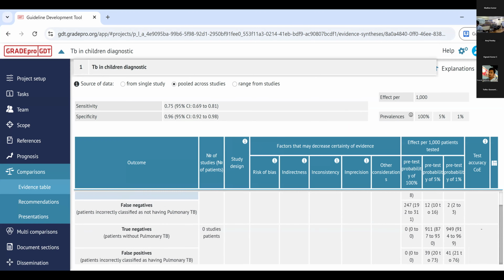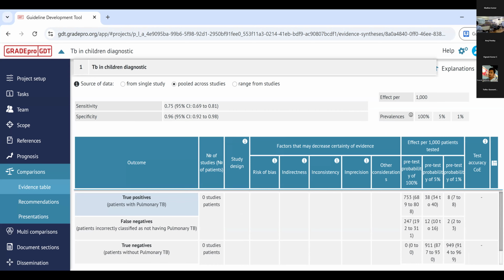Okay, so we've entered the prevalences. Now, so what do we think of the risk of bias from our appraisal so far? Sorry, it was 10%.